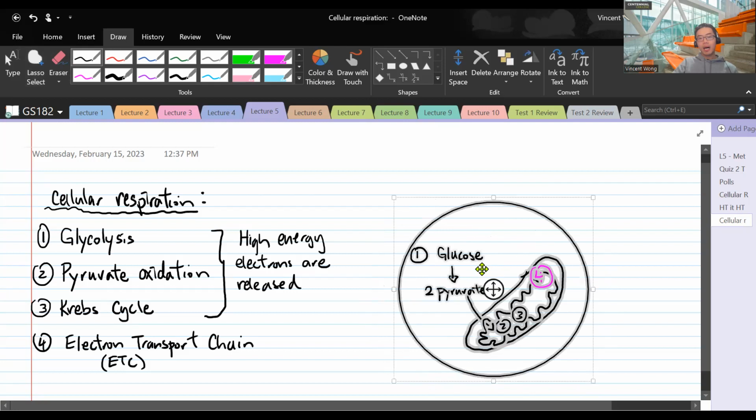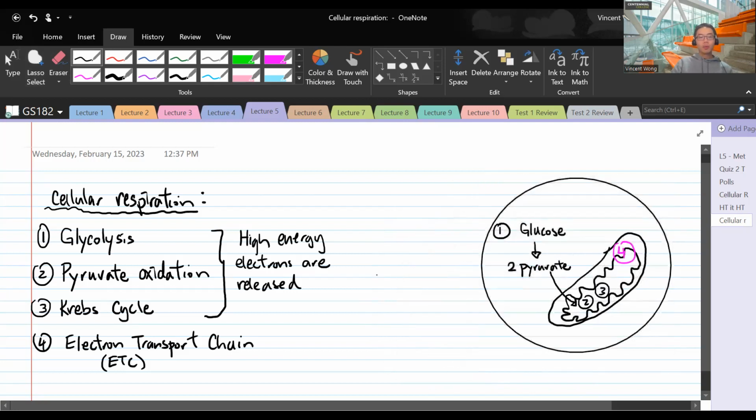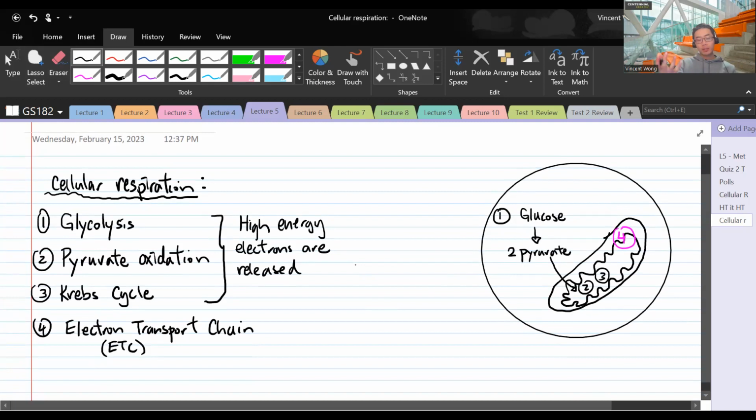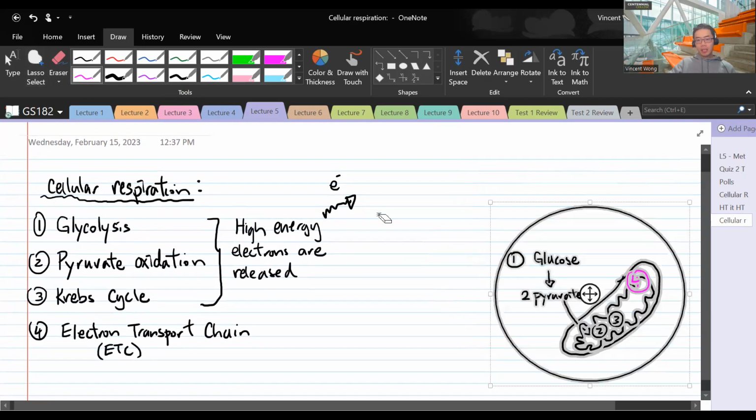Okay, and these high energy electrons will be captured by energy carriers. And these energy carriers will transport the electrons to the ETC, where we will be using those electrons to make ATP. Okay, so high energy electrons are released. I'm just going to draw it like that, electrons. And then we have energy carriers. And there are two types of energy carriers that were mentioned in class. Does anybody want to tell me the names of those energy carriers?